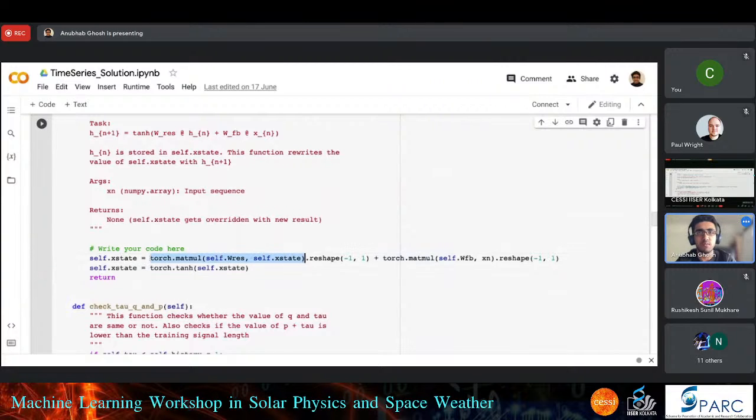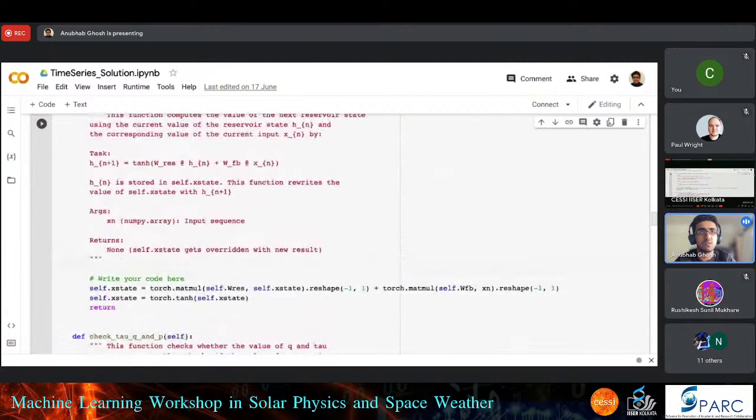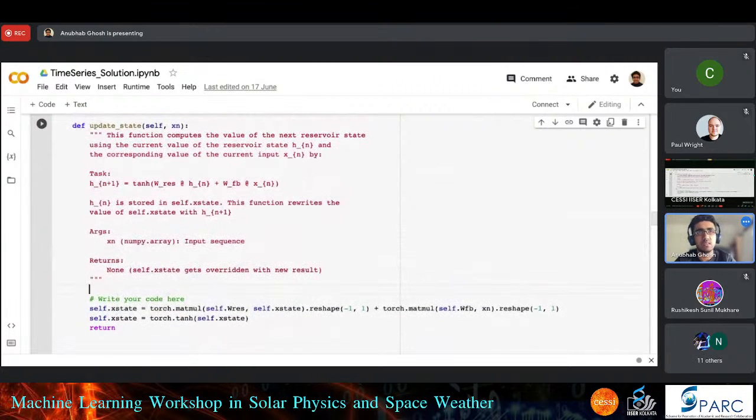So it's a matrix multiplication between two things, and we just add the result. And in the end, you can take a tanh on top of the result to show that it's recursing on that. That's the idea of how you build it. And here it is called x state as your recursion, but that's basically the variable to denote h_n here.